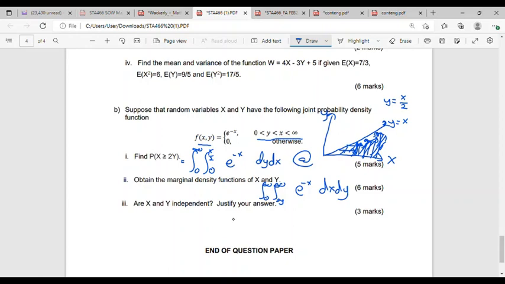Okay. So for the second one, getting the marginal is as usual. Gx will be the integration of the function with respect to dy. So y is from 0 to x. To get the marginal of y, integrate the function with respect to x. So x, the interval will be from y to infinity.